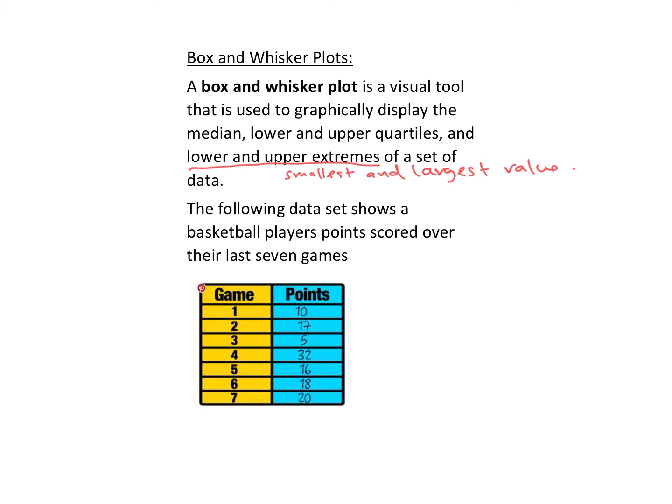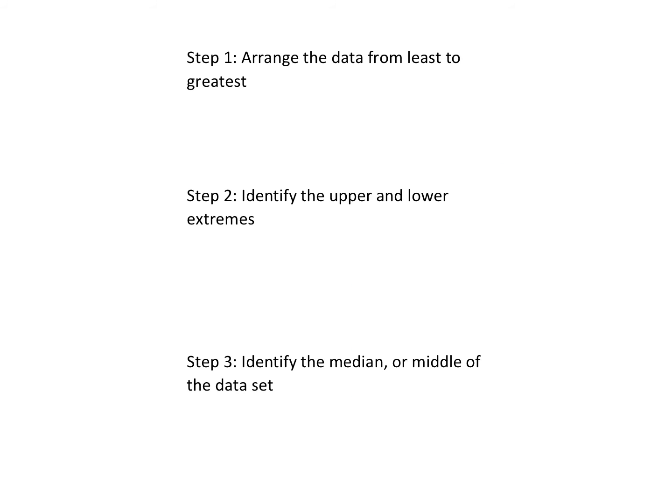So here we have a data set. We have some basketball players, and we have recorded their points over the last 7 games. So we have 7 players, and then the points, I think this is 1 player and 7 games. Okay, so we want to number set. The smallest value was 5, the biggest was 32, and I'm just going to organize the data from least to greatest. So looking at them and arranging them in order.